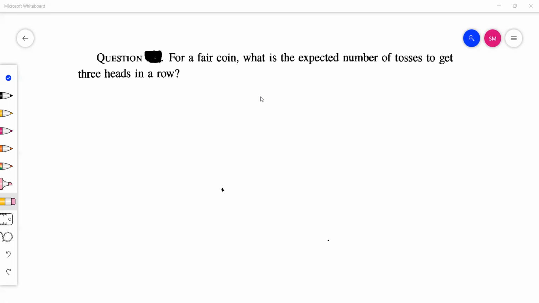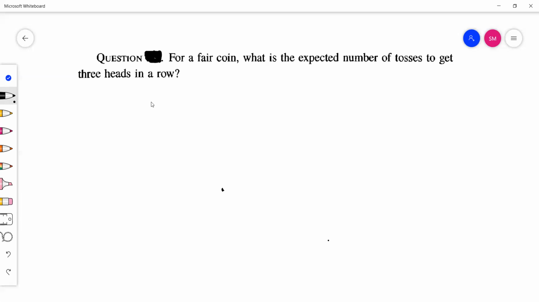So the question asks you that for a fair coin, what is the expected number of tosses to get 3 heads in a row? Now, if I ask you the same question, what if 1 heads in a row? What will you tell? For 1 heads in a row, this question is equivalent to geometric distribution in probability. The first head, the probability of getting the first heads. So you know, if P is the probability of success, then the expected number of tosses to get it is 1 by P. That is 2 for a fair coin.